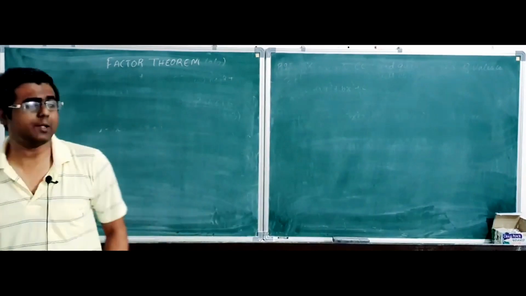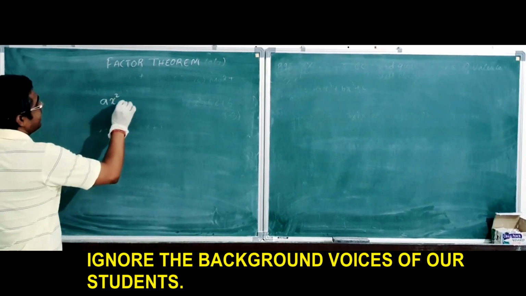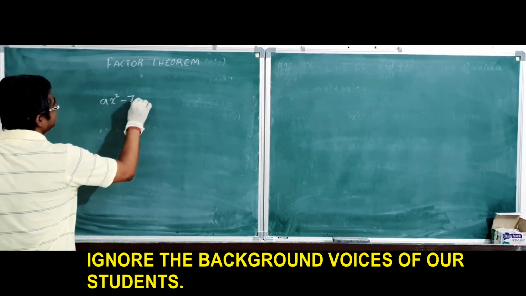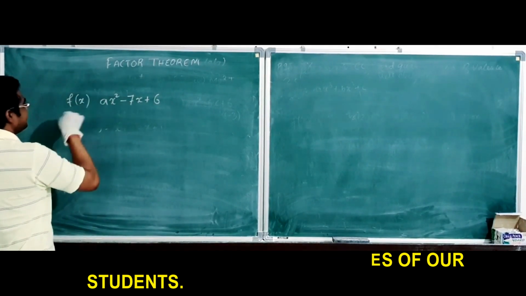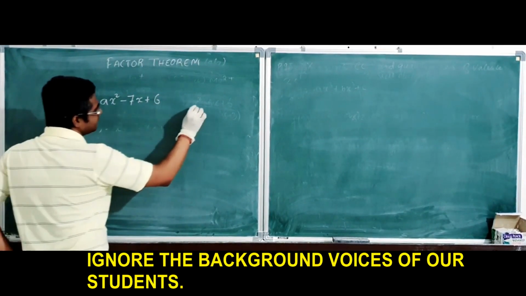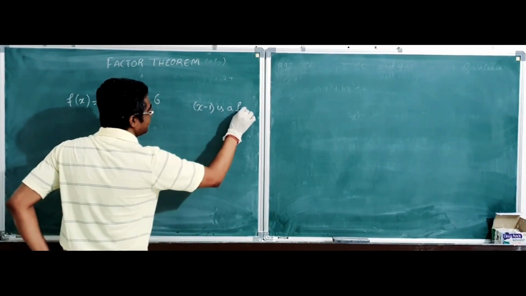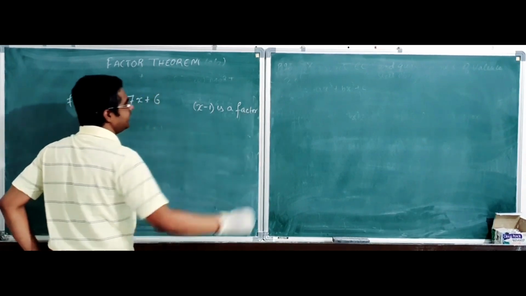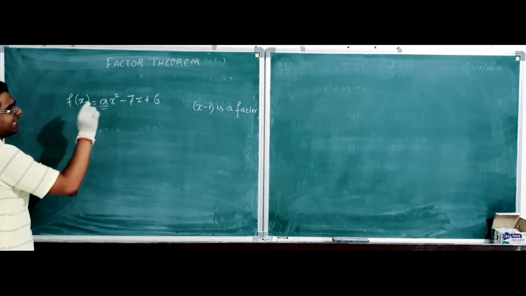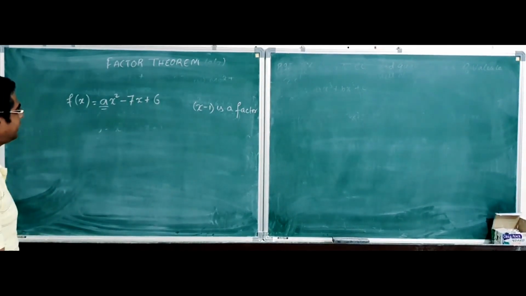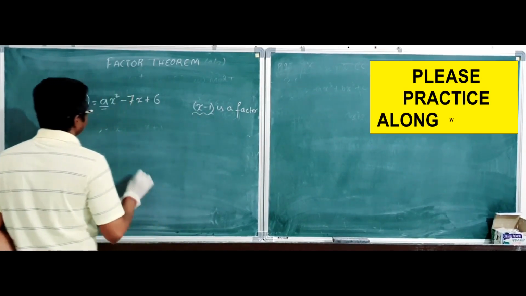Suppose they give me a problem: ax square minus 7x plus 6. So this is f(x). And they tell me that x minus 1 is a factor. In this case, they will ask me to find out this a. So how will I solve this? I'll solve this like this.